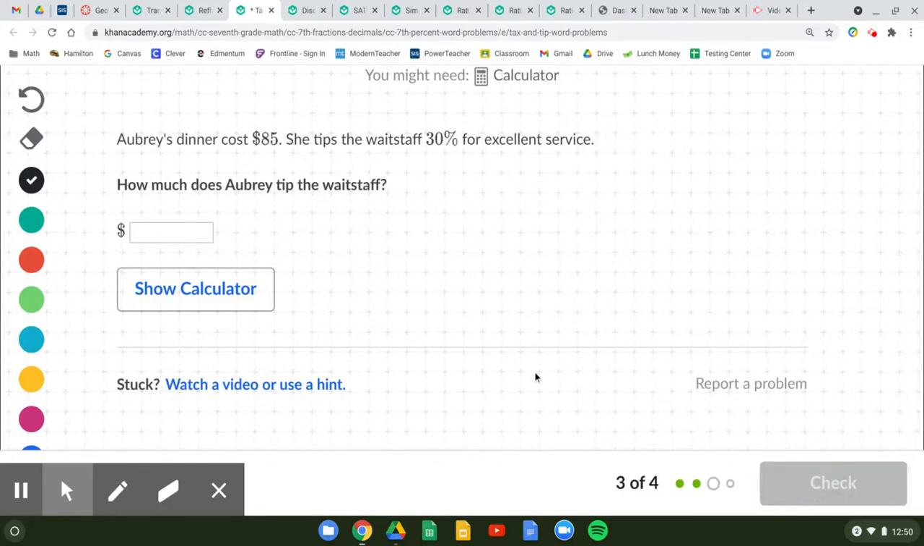All right, let's do one more and see. Yeah, we get a tip. Sweet. So Aubrey's dinner cost $85. She tips the wait staff 30% for excellent service. How much does Aubrey tip the wait staff?